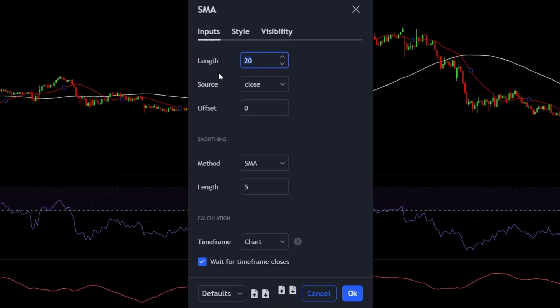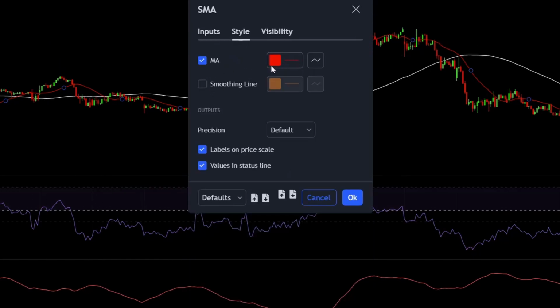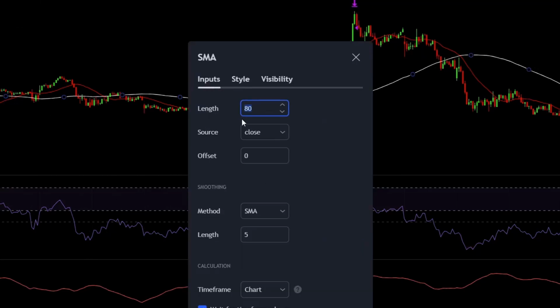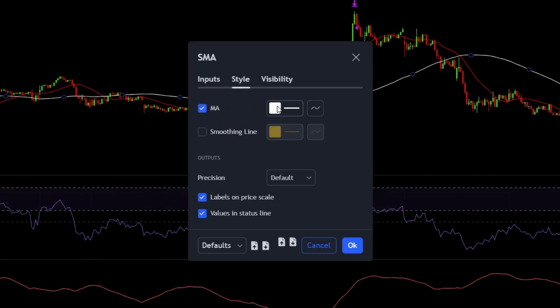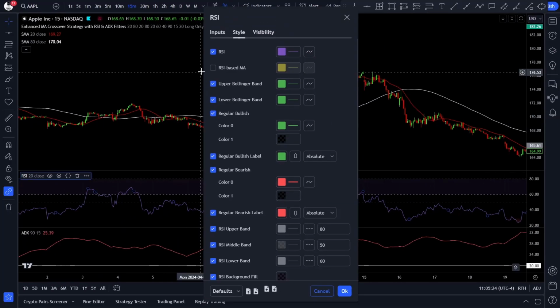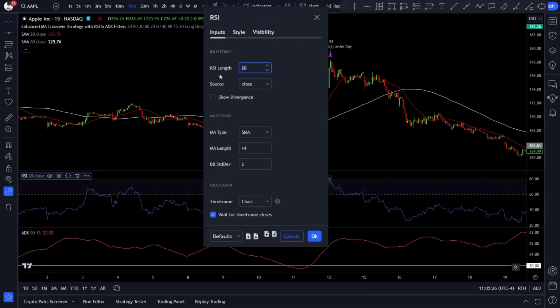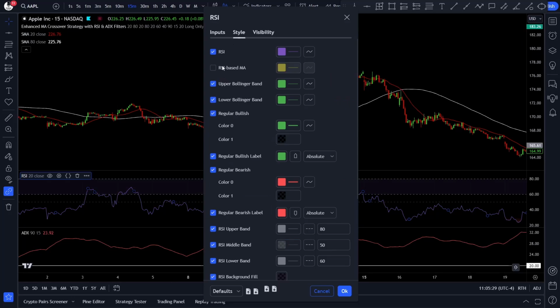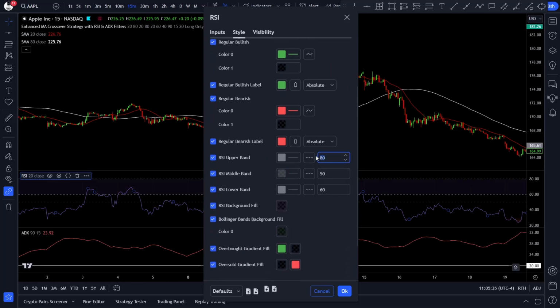First, one of the SMAs should be set to 20 length. I also colored it red, this will be our trigger moving average. And for the other moving average, set an 80 length and color it white. For the RSI, we will use a 20 RSI length. Then switch to the styles tab, untick the RSI based MA, we won't need that. Set the RSI upper value to 80 and the RSI lower value to 60. You can also untick the RSI middle band, as again, that's not needed.